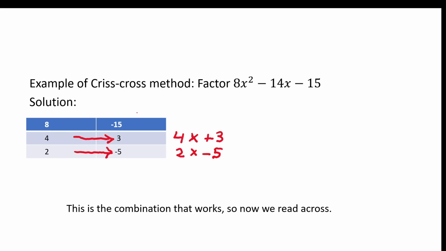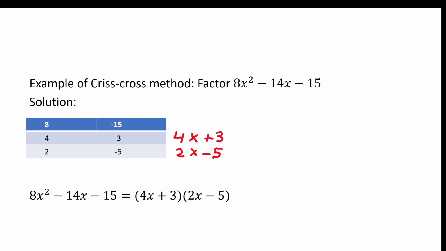That 4x and that 3, reading straight across, becomes 4x plus 3. That 2x and that -5 becomes 2x minus 5. And so now we can say that that's our final answer. 8x squared minus 14x minus 15 equals the quantity 4x plus 3 times the quantity 2x minus 5.